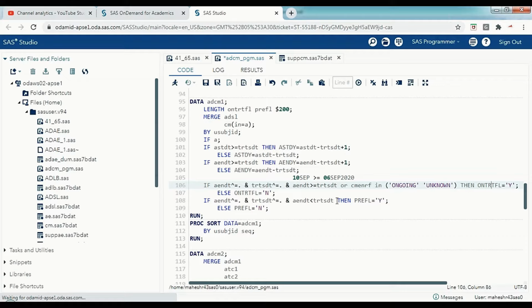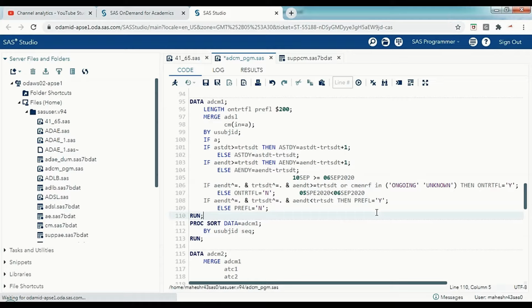Whenever we have a treatment start date and our end date is less than it, for example, the concomitant medication ended on 5th September only, so it is less than our treatment start date, right? So we can give it as pre-treatment, meaning that the concomitant medication started as well as ended before your treatment started. In that case you can give the pre-treatment flag equal to Y.